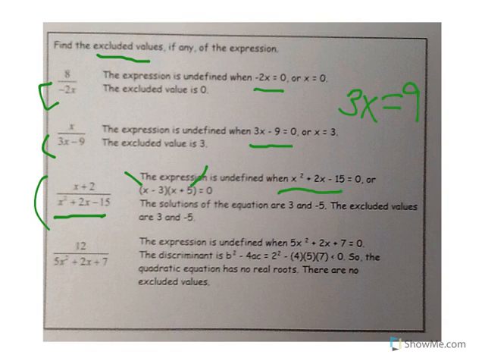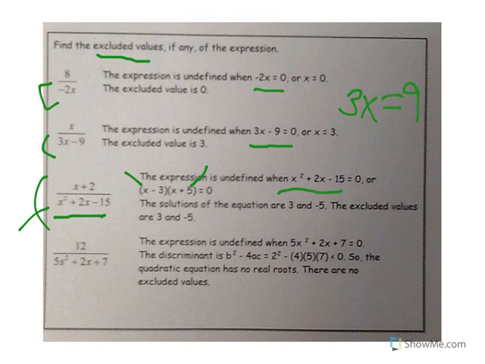If you plug either of those two values into this equation, if x is equal to 3, then that's 9 plus 6 minus 15. That's 0. And if you plug in negative 5, you end up with 25 minus 10 minus 15, which is equal to 0. So either of those two will not work. That's the important thing to understand.